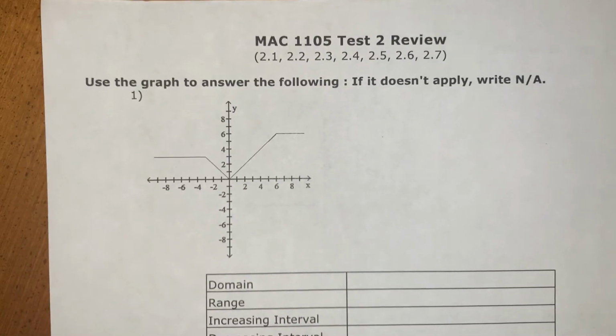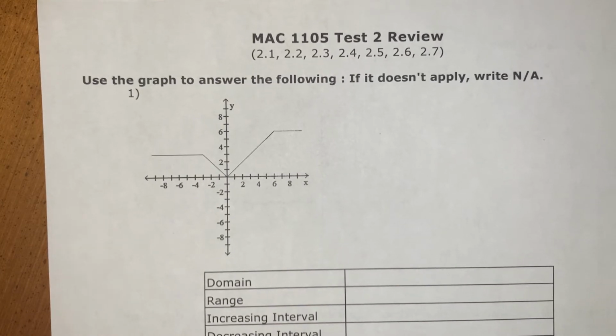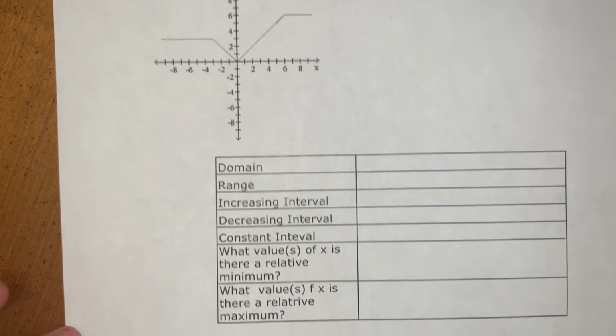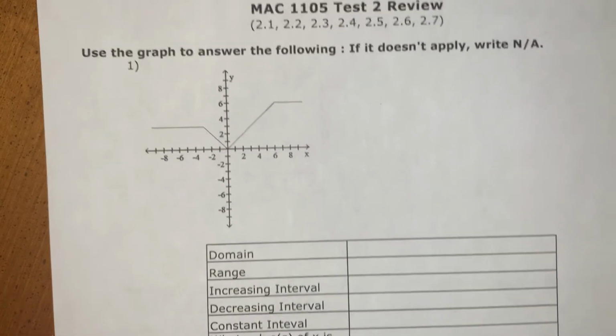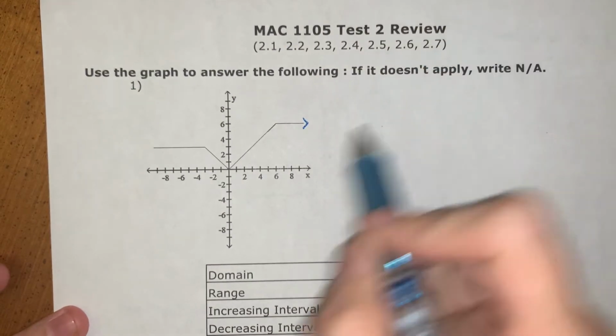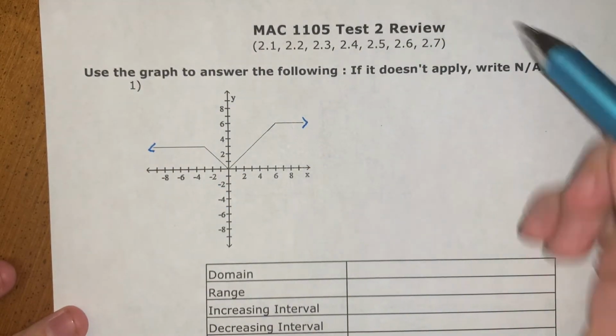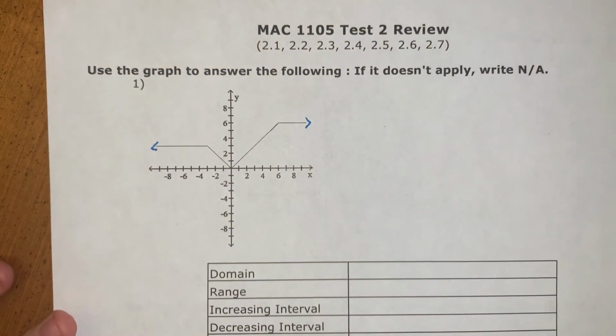Okay, so number 1, it says use the graph to answer the following, and if it does not apply, write NA, not applicable. So here we have a graph of a function, and we want to figure out these properties in this chart. Just keep in mind that this is a continuous arrow at both sides. It didn't print that way, but there's arrows going in both directions.